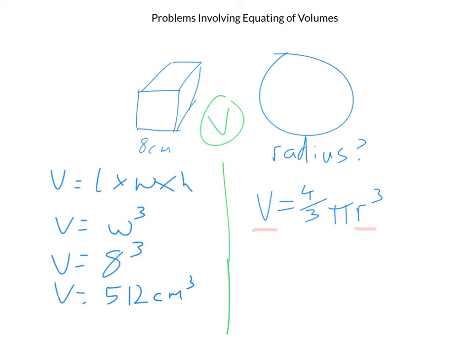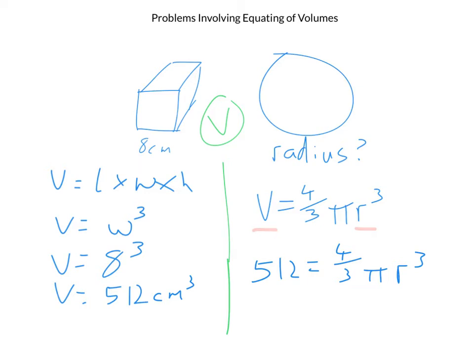Now the equating of volume bit comes in when we make this volume equal to the new volume, right? Because it's the same amount of metal, so it'll have the same volume. Not necessarily the same surface area though. So we can fill in 512 for the volume. It's equal to 4 over 3 pi r cubed. Now we only have one unknown variable, so we can actually solve this out at this point.